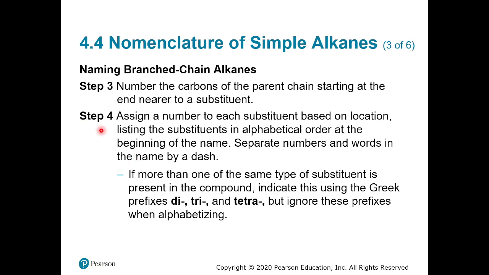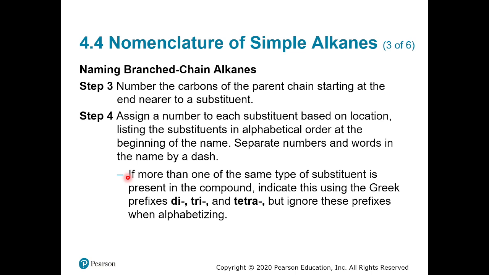Number 4 then is assign a number to each substituent based on its location, listing the substituents in alphabetical order at the beginning of the name, that's the prefix. You separate the number and words in the name by dashes. So anytime there's a number that's going to separate from a word, it's always a dash, okay? So word, number, word would be word, dash, number, dash, word, right?